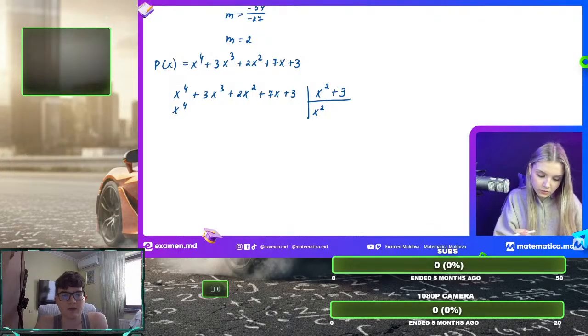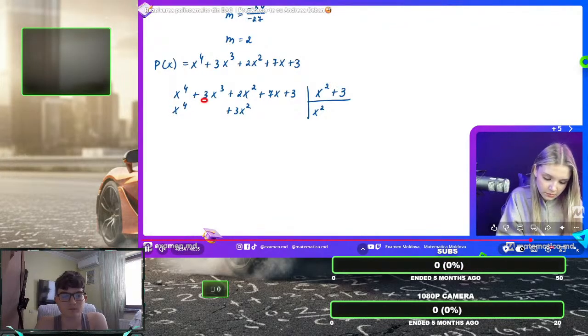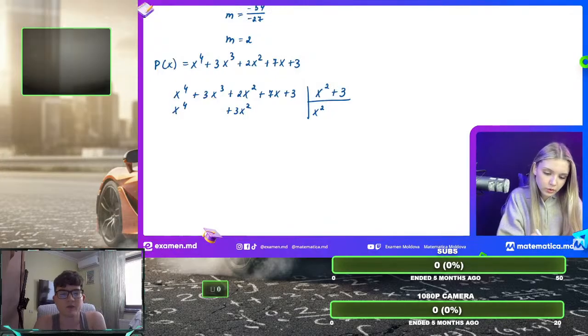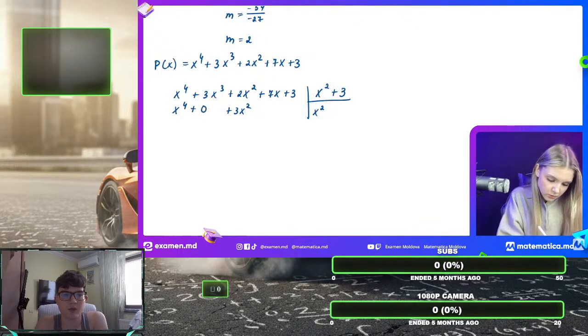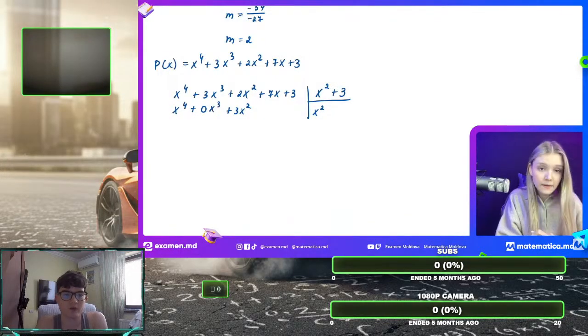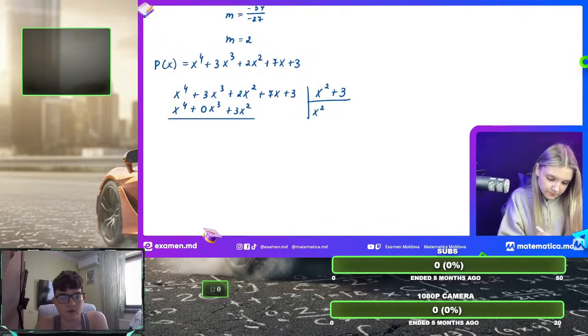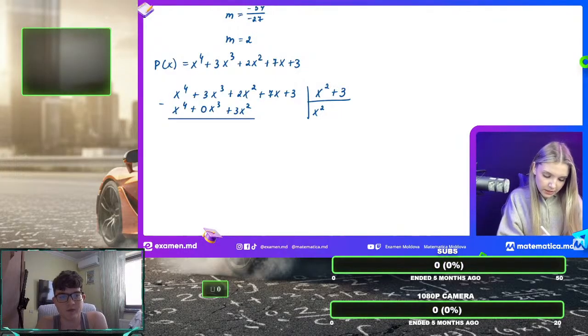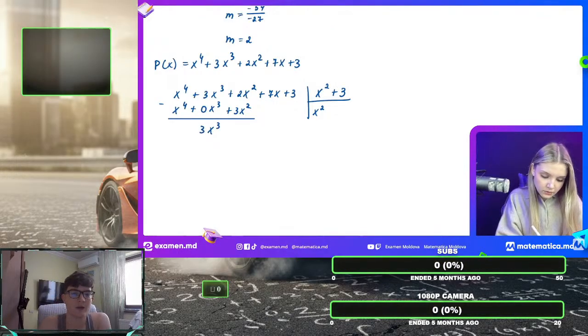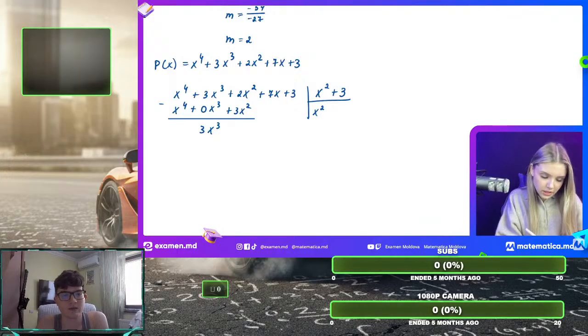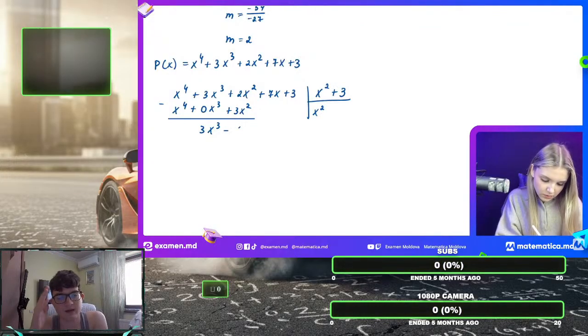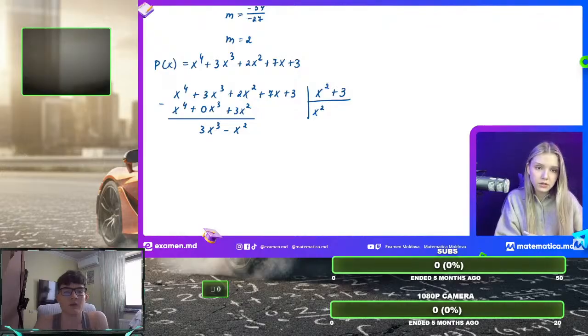Okay, so we got this x to the fourth. Now we pop that in, plus 3x to the second power, and there we have plus 0x. And now we just do the division. I mean 0x to the third power to have the same terms. This is why we're doing it. So in the first one, nothing. In the second one, 3x to the third power. And in the last one, x to the second power. Right? No, it's going to be minus x to the second power. Okay, so we got that.